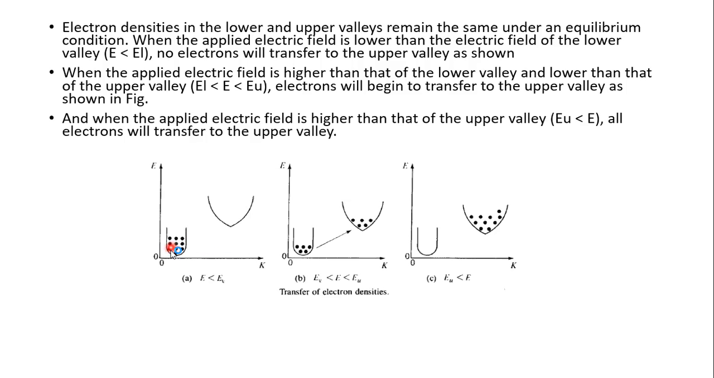But now you are coming across a situation where the electric field intensity is larger than the EL, that is the electric field which can supply energy larger than the energy level in the lower valley but lesser than the energy level in the upper valley. So what happens is that since the energy is larger than the lower valley, some of the electrons may jump into the upper valley.